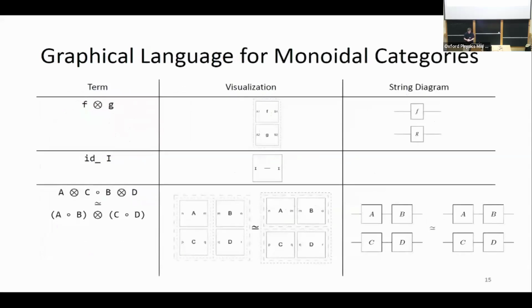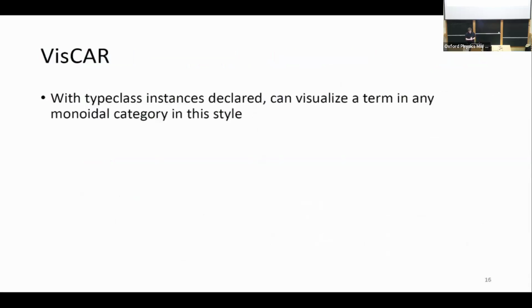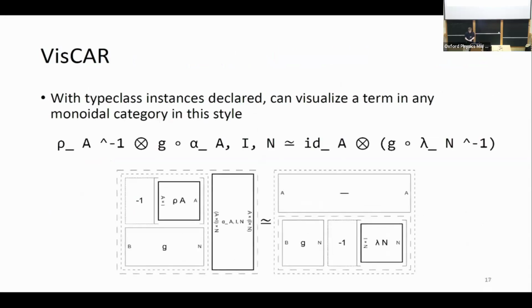So we get another similar graphical language with similar types of extra detail that we add with the order of the boxes to indicate the order of tensoring, and also which of tensoring and composing is happening in which order, as you can see in the bottom example here. So once you declare the structure over whatever you're working in, matrices, ZX calculus, etc., you can then visualize a term in the monoidal category and get this graphical representation of it, which is great.